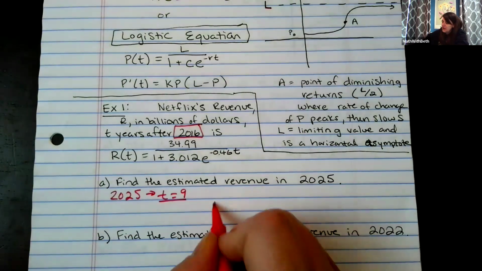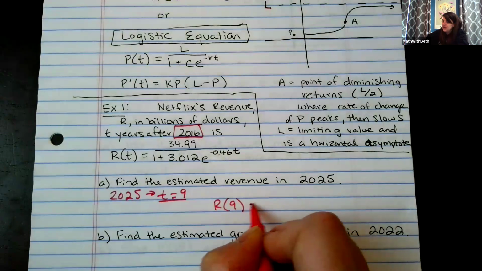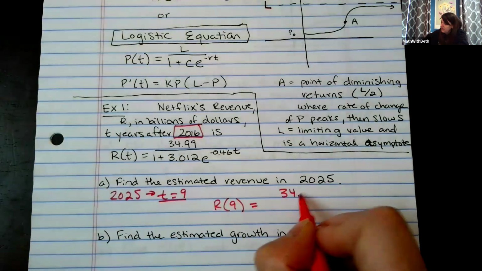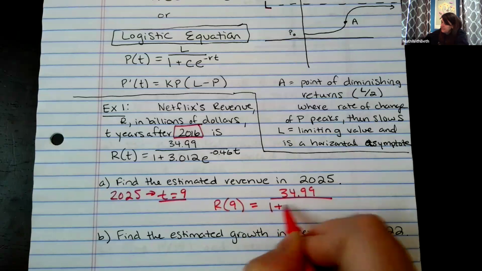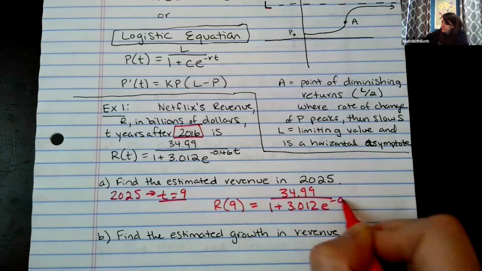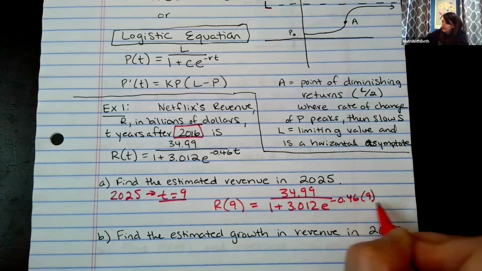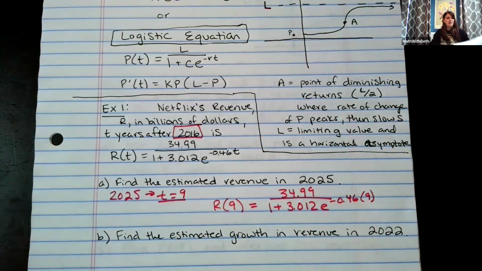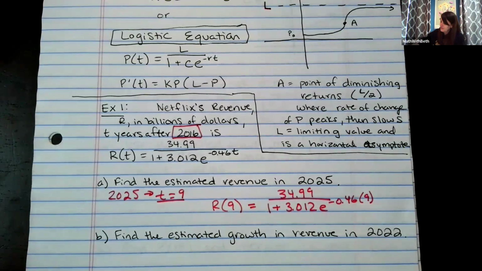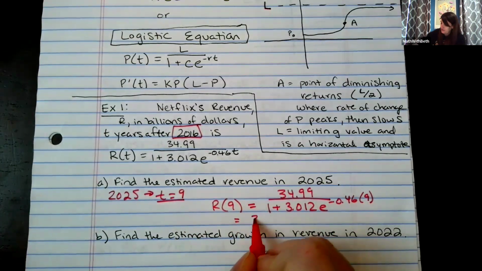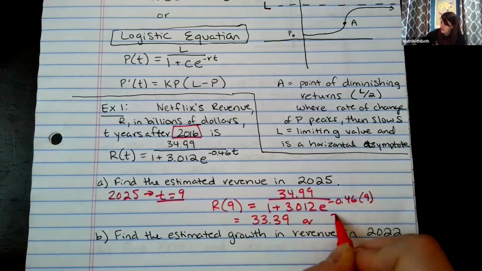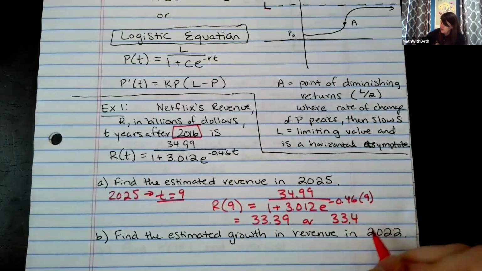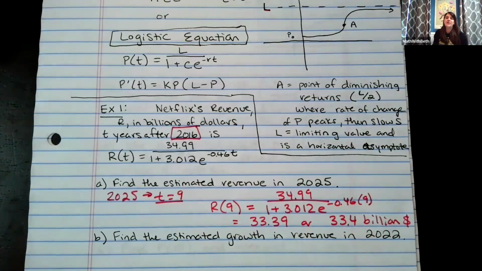Now I can just use my equation to find out what the revenue is at year 9 by doing all of this on the right side. So I'm plugging in 9 for the t, and I'm going to see what all that gives me. It looks like it is about 33.39 or 33.4. And remember, we're talking about billions of dollars. So that is what the revenue was in 2025.